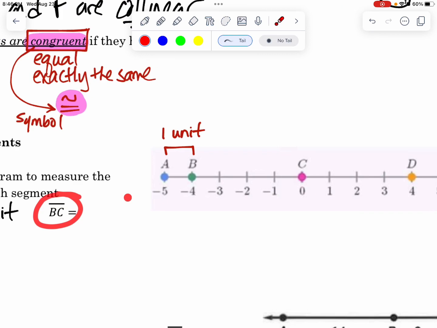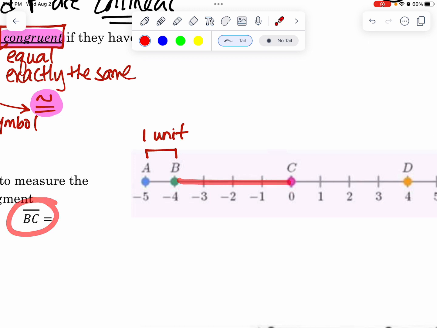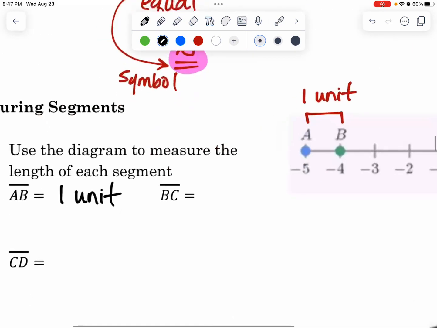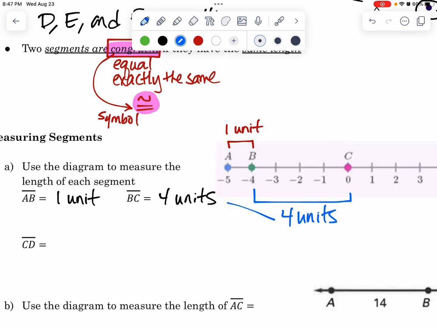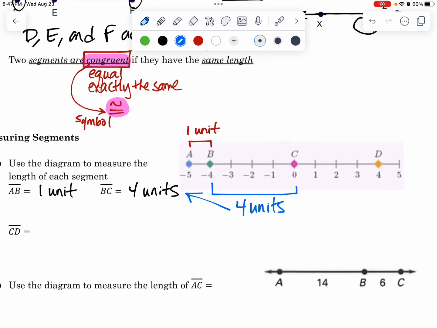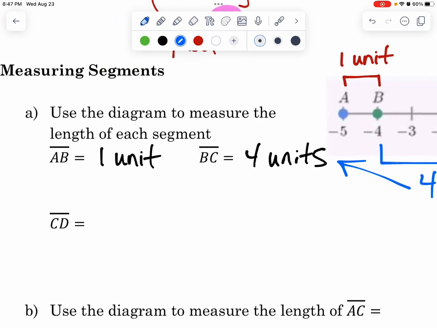From B to C, that means from here to here. I'm just going to count. It's literally counting 1, 2, 3, 4. So that's 4 units. Even though they're negative numbers, we're just measuring the distance between them. The distance between that is 4 units. Okay, so don't worry about negatives because distance is always positive. Okay, how about from C to D? Let's see, from C to D, 1, 2, 3, 4 also. Excellent, 4 units.